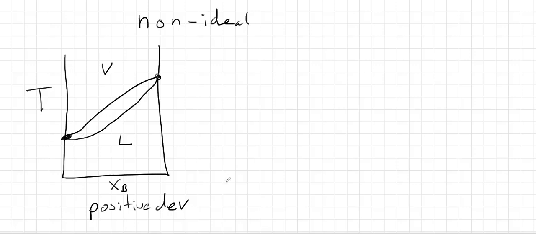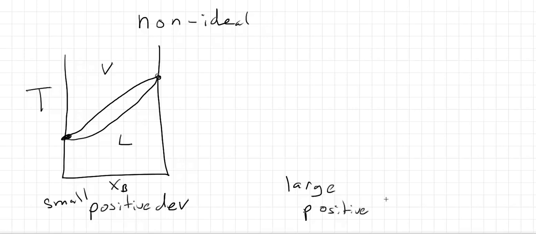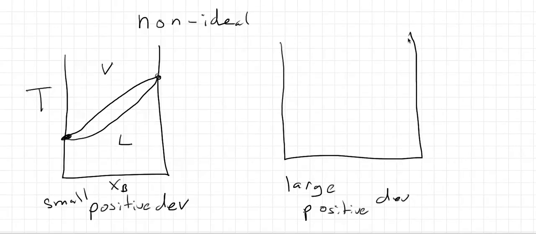However, let's call this a small positive deviation. What if we have a large positive deviation from Raoult's law? Well, if we just keep pushing down, remember, large positive deviation means that the components do not have a favorable interaction. They don't interact favorably, so they try to get out of the liquid phase. That's going to make their boiling point lower quite a bit, and eventually this whole thing just sags even lower. And so we get something that looks like this.